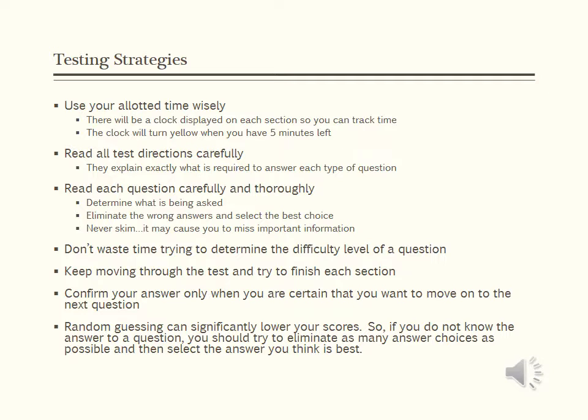Next, read each question carefully and thoroughly. Determine what is being asked, eliminate wrong answers, and select the best choice. Never skim, as it may cause you to miss some important information. Next is, don't waste time trying to determine the difficulty level of each question. Keep moving through the test and try to finish each section. Confirm your answer only when you are certain that you want to move on to the next question. Random guessing can significantly lower your scores, so if you don't know the answer to a question, you should try to eliminate as many answer choices as possible and then select the answer you think is best.